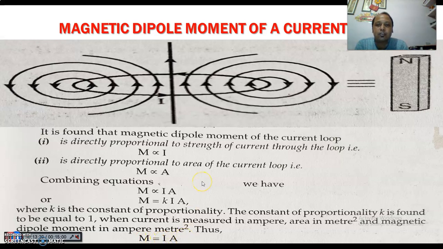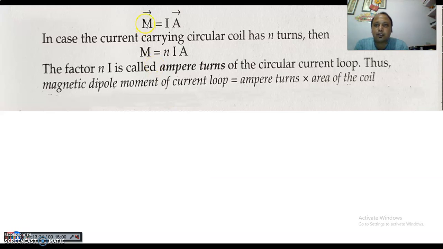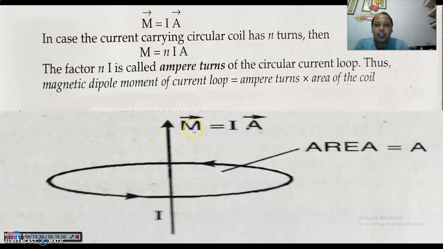Now magnetic dipole moment, we all know, is a vector quantity, so area is also a vector quantity. So the vector M is equal to I into vector A. You can see the area vector is always perpendicular to the surface, and it gives the direction of the magnetic dipole moment.